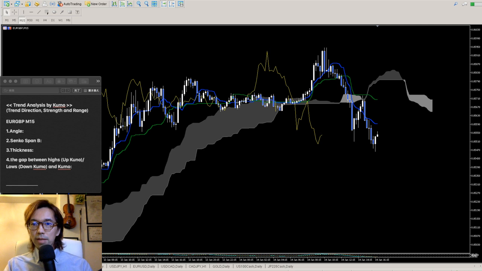Okay, so yep, down. Span B is down. Yep, exactly. Kumo is going down. Horizontal, still thin, narrow, dropping down. Kumo is going down at the moment. Yep, exactly. Senkou Span B is down.